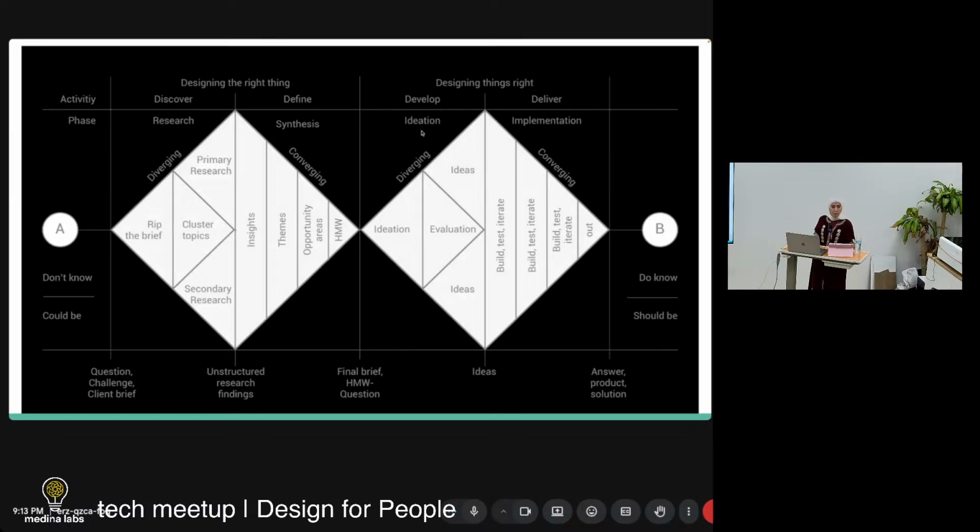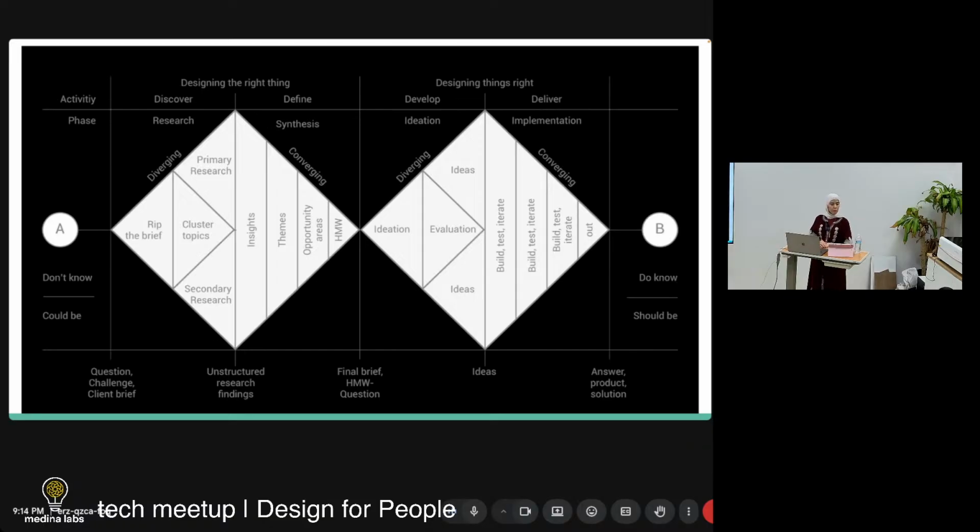What's HMW? This is "how might we." It's like a question. They use it a lot in workshops, like how might we solve this issue, or how might we make this work for the user, depending on what problem you're trying to solve.